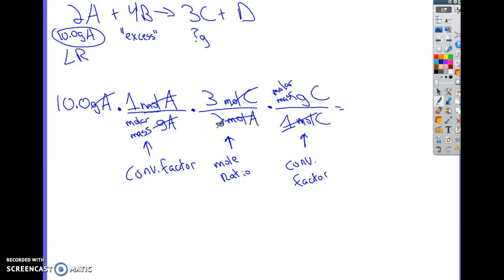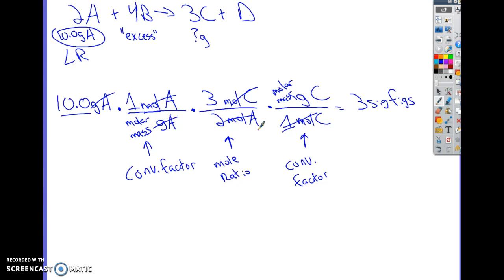Now to do the math, what you would do is 10 divided by this molar mass, multiplied by 3, divided by 2, multiplied by whatever this molar mass would be, and that will be your answer. 10.0 is 3 significant digits, so I would write my answer in 3 significant digits or significant figures, whatever word you use. Remember, you never use the conversion factors or mole ratios to figure out significant digits. They are said to have an infinite number.